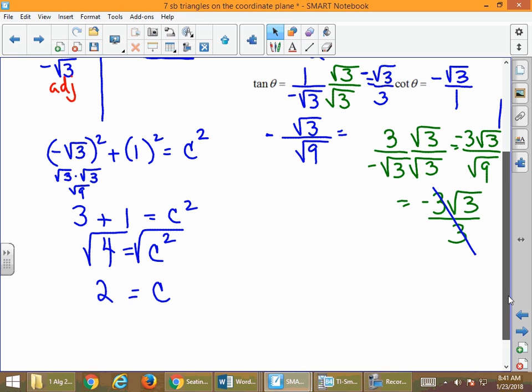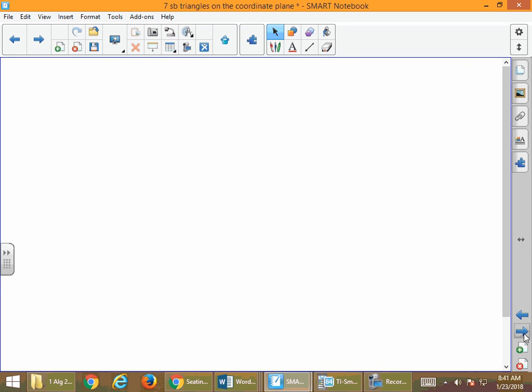So again, to summarize, if we can draw the picture by the side lengths of the triangle, then we should be able to figure out what sine, cosine, and tangent are, and consequently, we can figure out then what our reciprocal functions are.